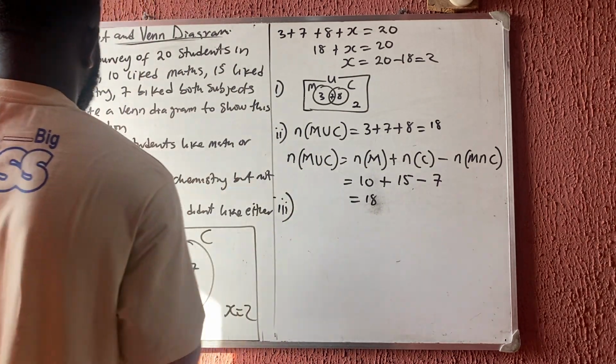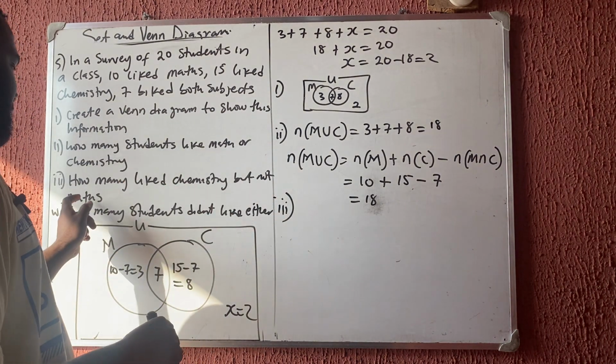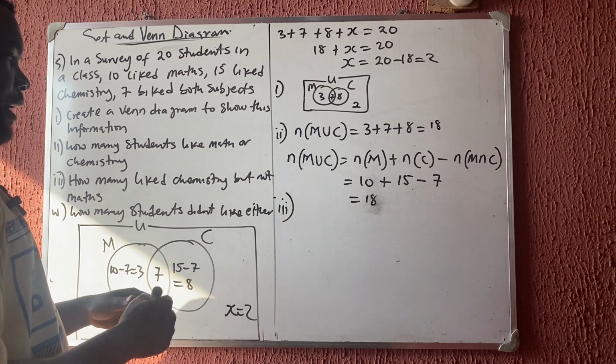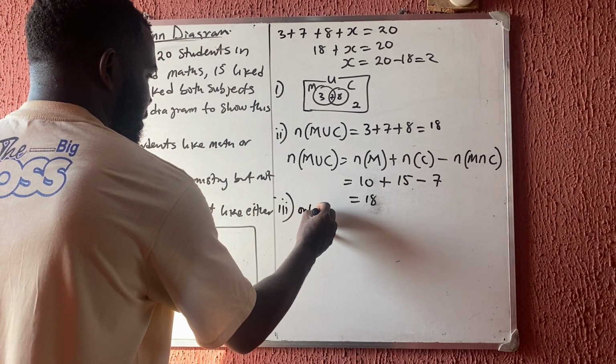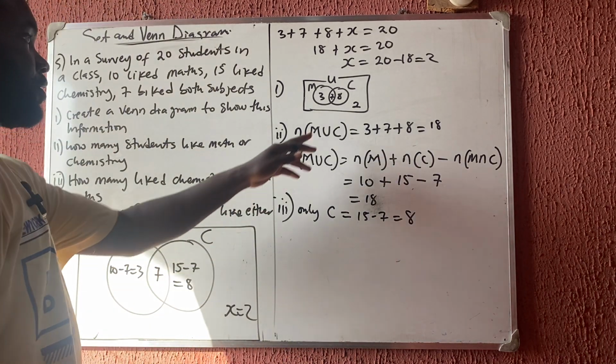So the next question said, how many like chemistry but not maths? Chemistry but not maths means only chemistry, which is what? You write only chemistry, which is 15 minus 7, which is what? 8. We have already gotten it as 8.